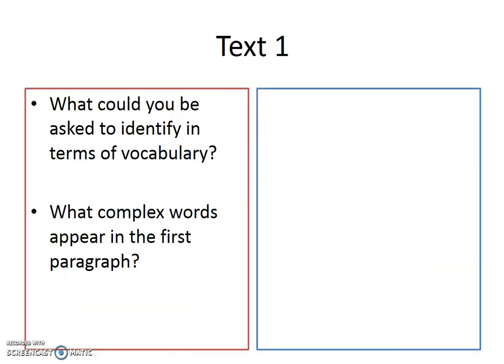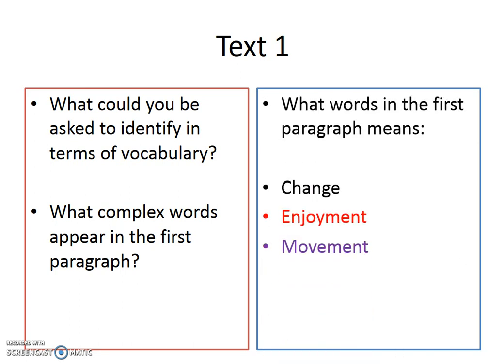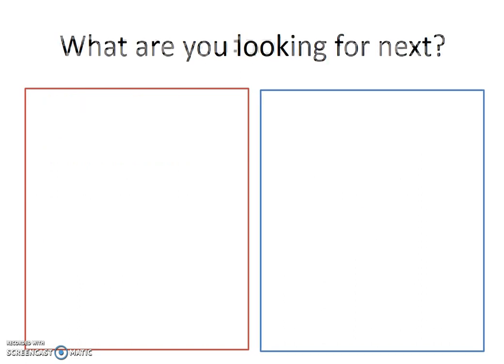So, text 1, I'm going to ask you to have a couple of things, okay? What could you be asked to identify in terms of vocabulary, and what complex words appear in the first paragraph? So, what words appear that mean change, enjoyment or movement? So in the first paragraph of text 1, pause now, spend 30 seconds and find the appropriate challenge level for yourself. Of course, you're welcome to do all 3 to get the good practice in.